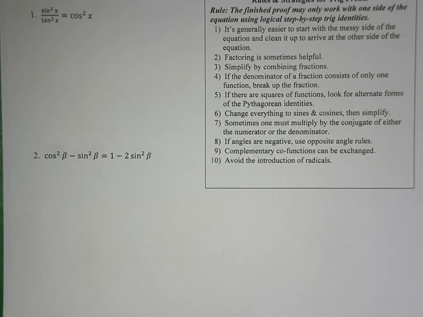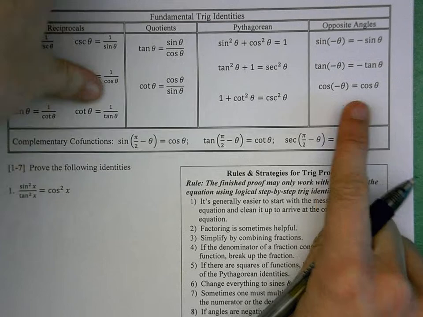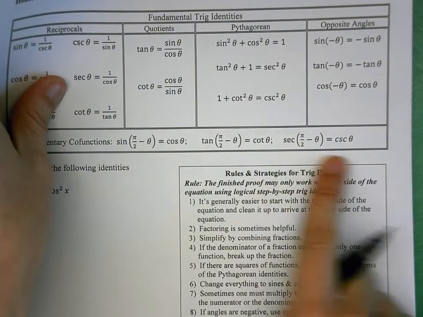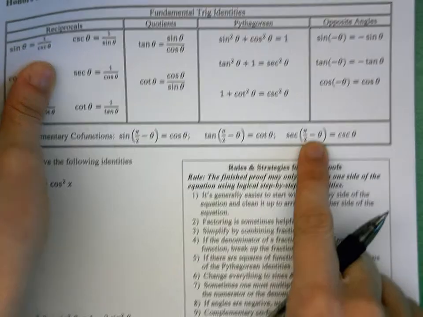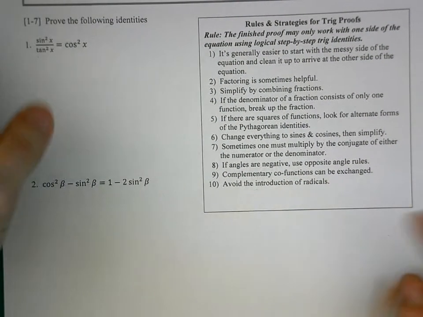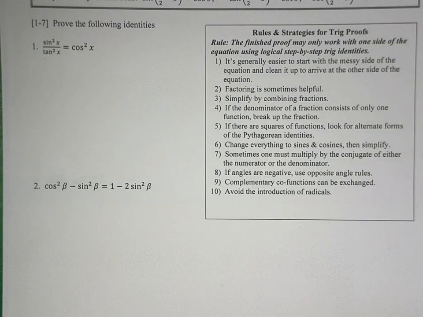Number 8, if you have negative angles, consider your opposite angles. Again, those are listed one more time up here like they were in objective 2. Complementary cofunctions is the number 9 recommendation. These are your complementary cofunctions for number 9 there. And then 10, this is my recommendation.